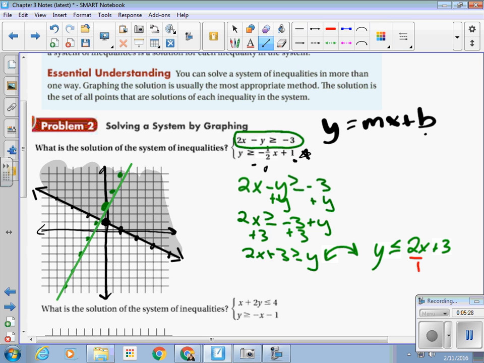So using your straight edge, that line, I can make a solid line because it is equal to. Now I'm going to shade green. I want everything below that line. So I'm going to put my finger on the line and then everything down below.